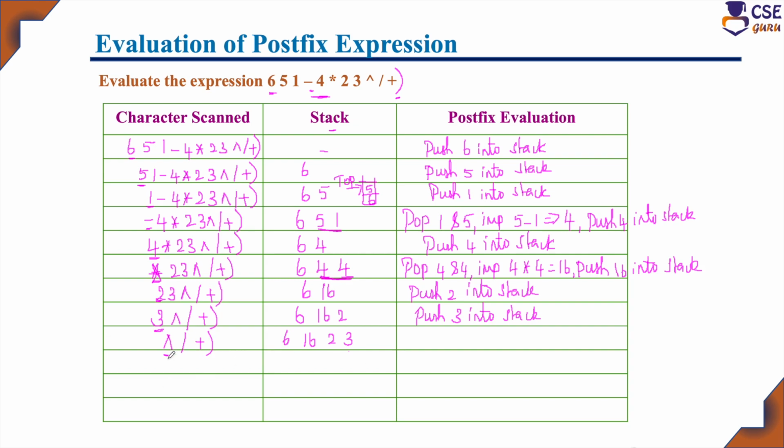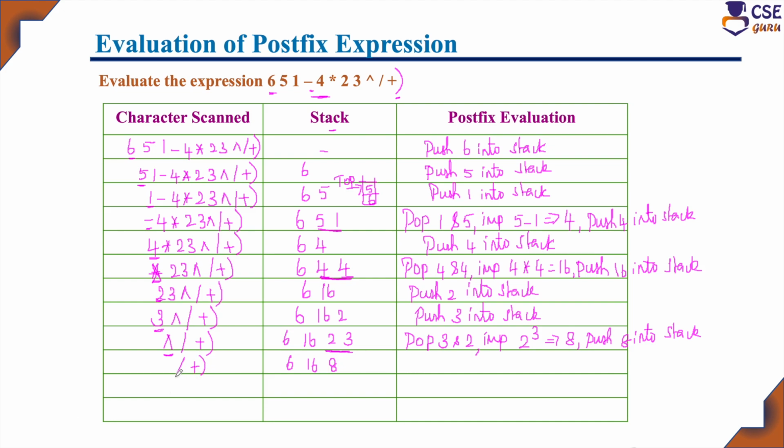Now we are encountering an operator. So pop the top two elements from the stack. Pop 3 first and then pop 2 and implement the exponent operation. The exponent operation is b power a, so you get 2 power 3. So you will get 8, and push the result 8 into the stack. So now 6, 16 and 8 will be there in the stack. The remaining input characters are division, plus, closed parenthesis.